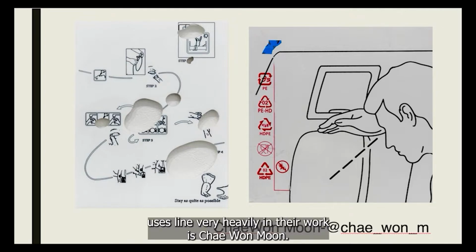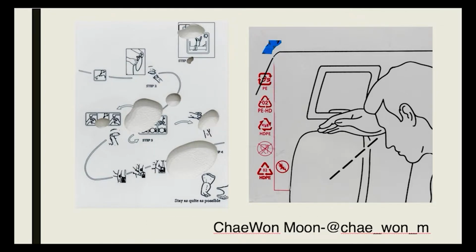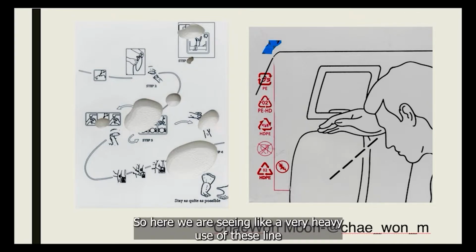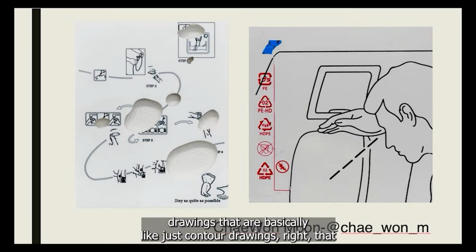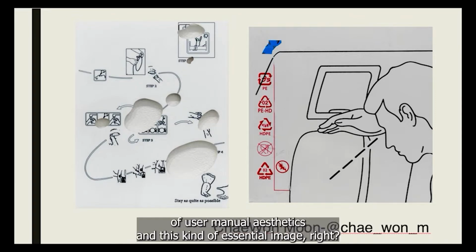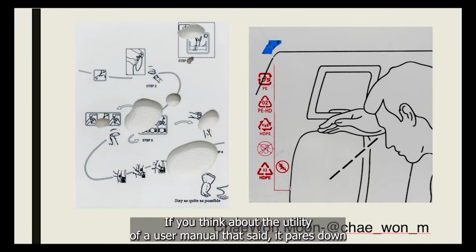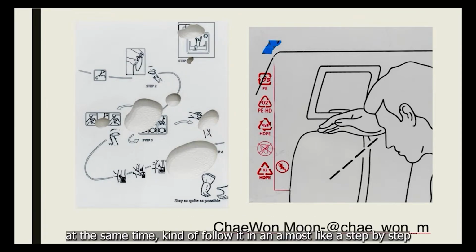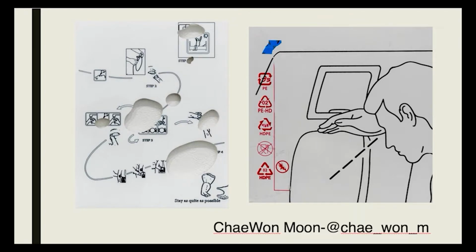An artist that uses line very heavily in their work is Chae Won Moon. Chae Won Moon pares down her imagery to, I would say, almost a user manual aesthetic. So here we are seeing a very heavy use of these line drawings that are basically just contour drawings, right? That are playing off the strength of these user manual aesthetics and this essential image, right? If you think about the utility of a user manual, it pares down complex information into more essential, easy to read information, right? So paring all this information down to just line helps the viewer move through the composition, but at the same time follow it in almost a step by step, informative way, right?